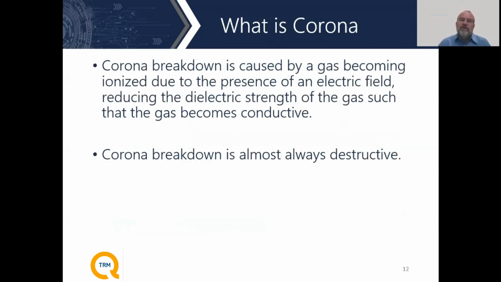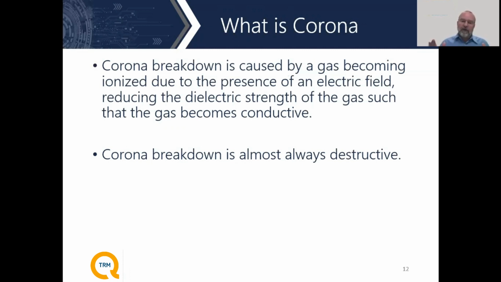Now, corona is the other breakdown mechanism that most people actually think about when they think about a gap failure, because this is the condition that happens right here at sea level. Basically, corona is an ionization failure. What happens here is that the electric field around the component creates a field, and gas between those two electrodes, across that potential, becomes ionized.